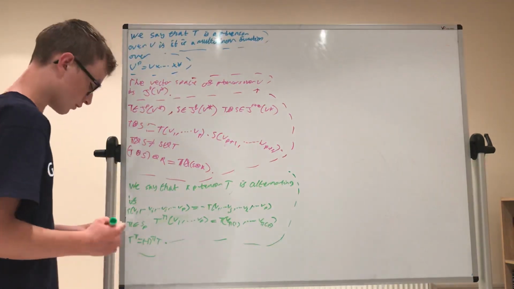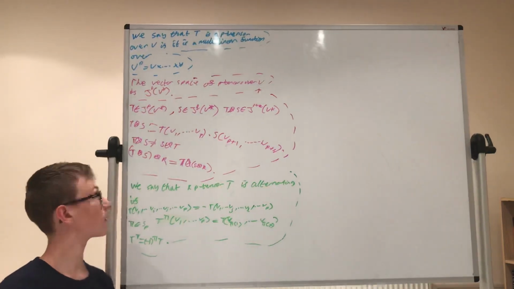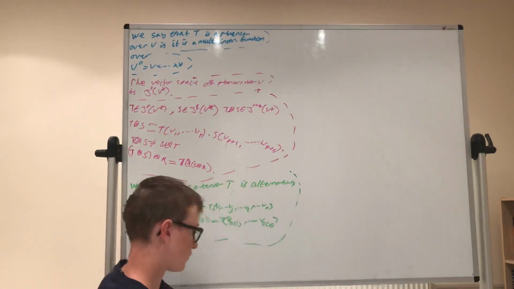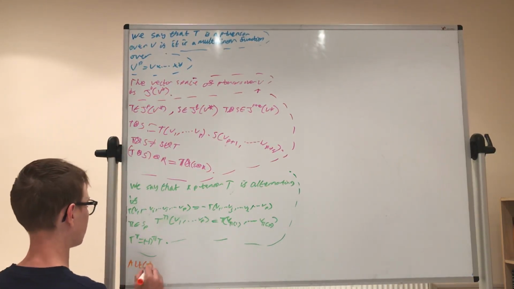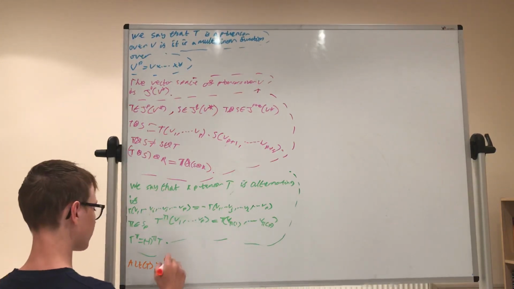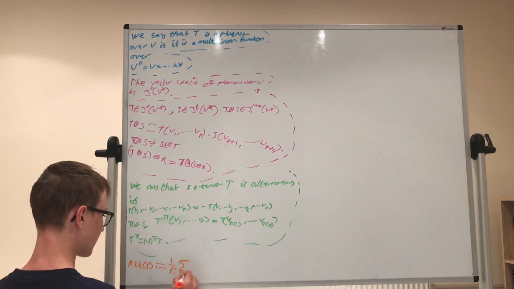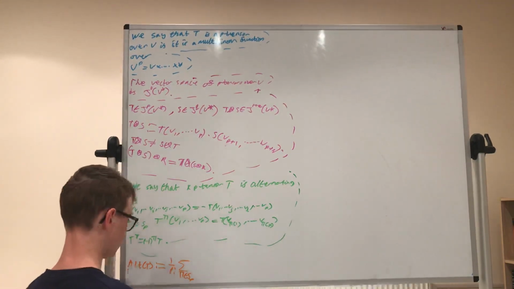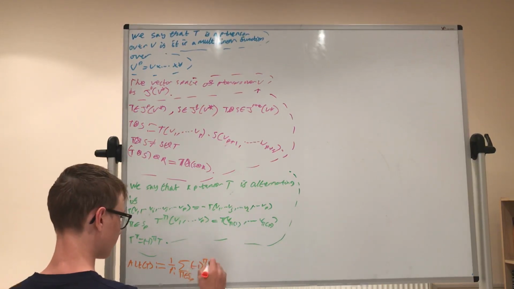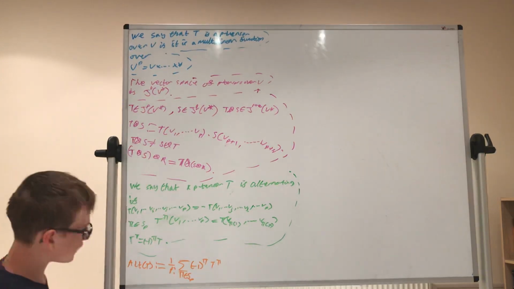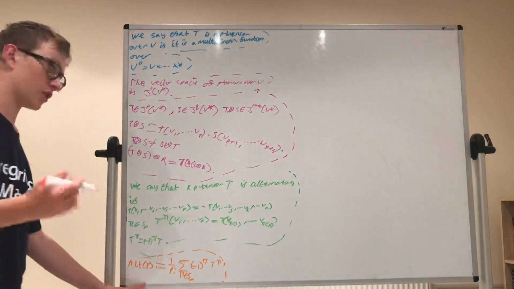And, yeah, so that's that. And now, we can construct alt of t. Right? So alt of t is defined as 1 over p factorial times the sum over all pi in the permutations of negative 1 to the pi t to the pi. And the first theorem of the day is that this tensor is actually alternating.